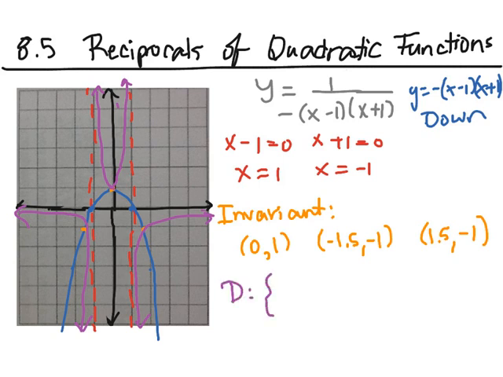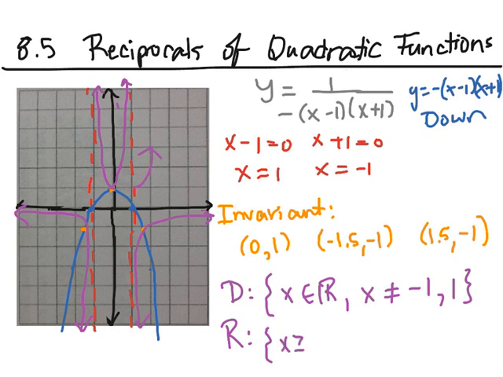Your domain would be that x is an element of the real numbers, except it cannot equal negative 1 and positive 1. And now your range. You know that it has to be y greater than or equal to 1, or it can be less than 0 for all the real numbers. So y either has to be greater than or equal to 1 or less than 0.